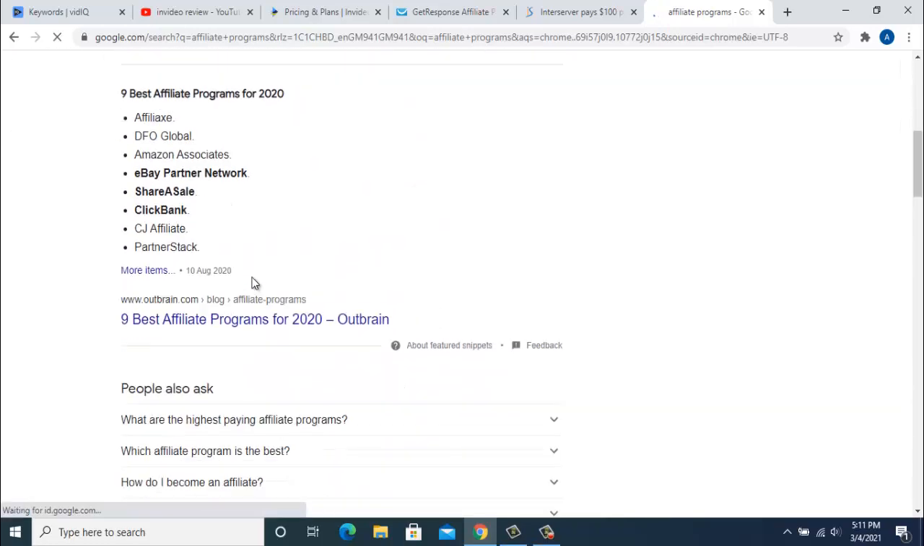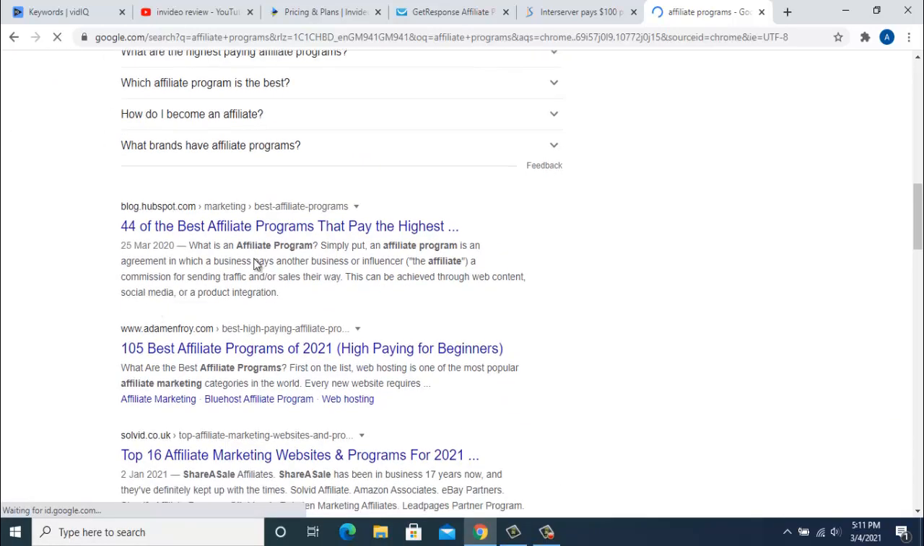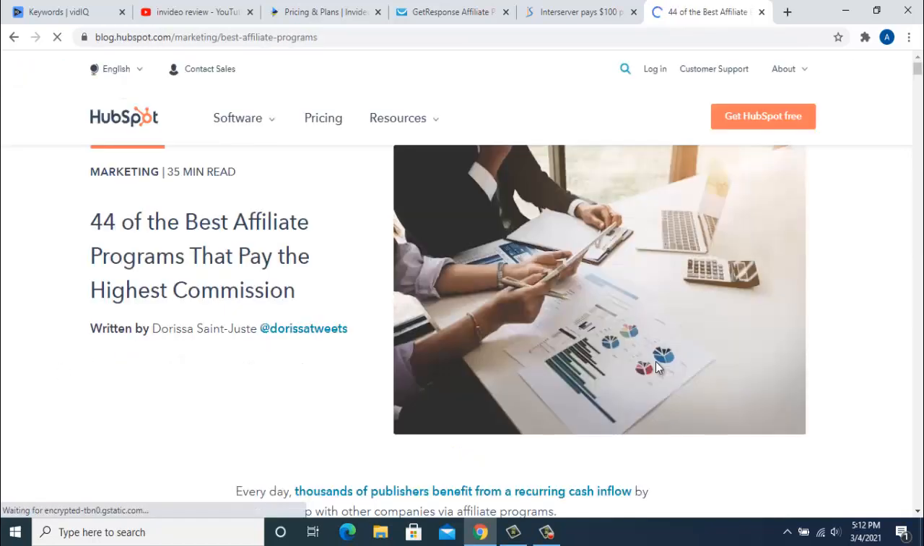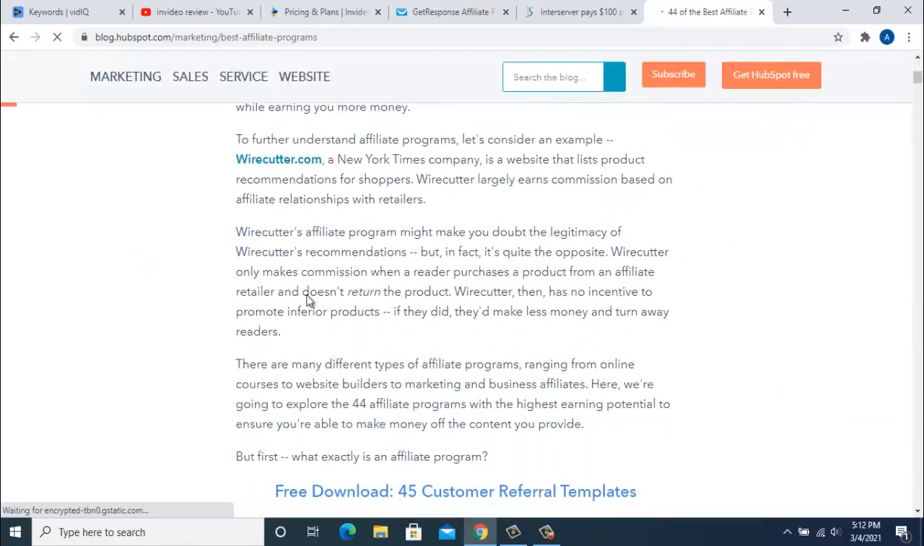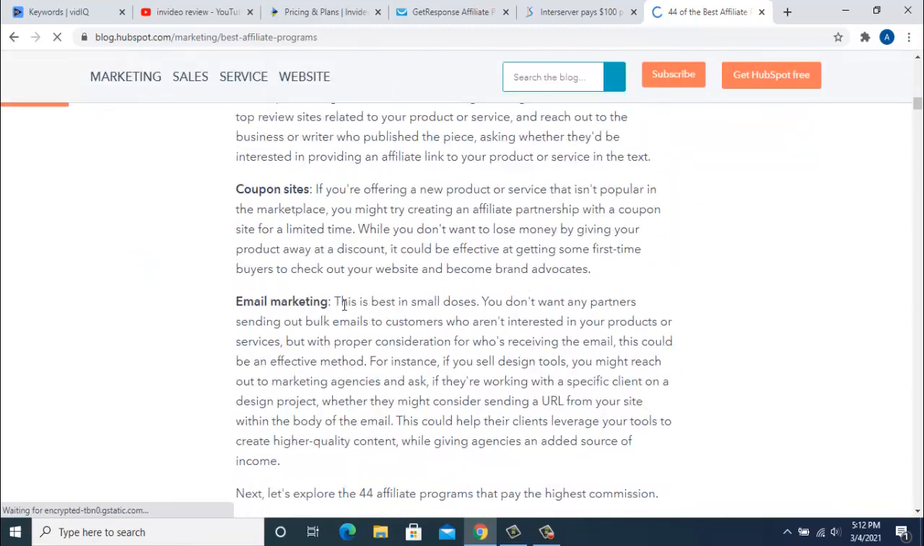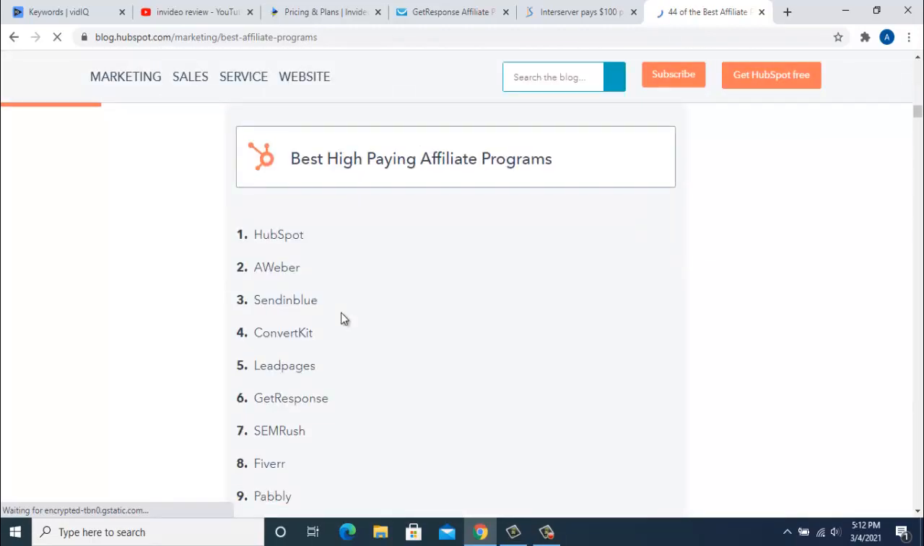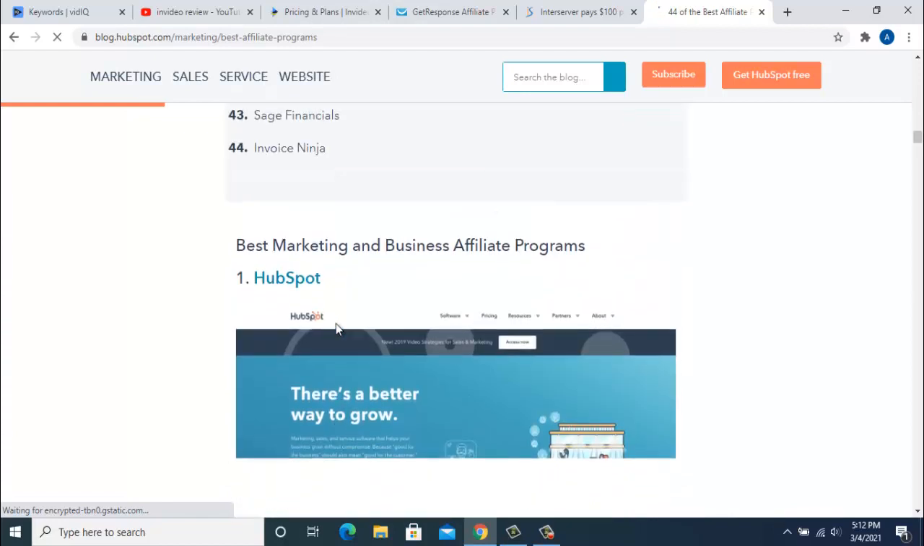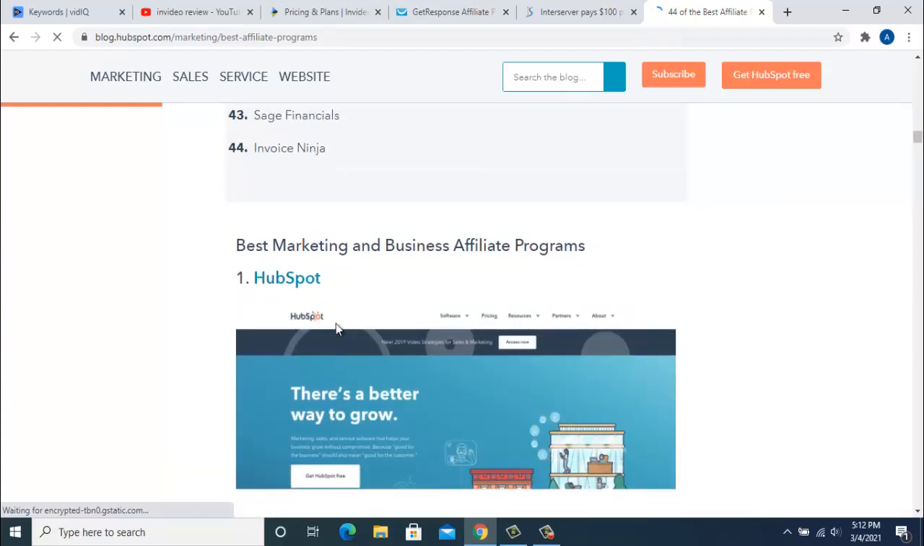So what we want to do is we want to just scroll down, we want to go with this one, or we go with this one, right? So what we want to do now is we want to go ahead and look for these affiliate programs. Okay, I will tell you what to look for in each affiliate program. So as you can see, Hubspot, Aweber, Sendinblue, many affiliate programs. Now what we want to specialize in is digital products that give you recurring passive income. Okay, so no physical products, no Amazon affiliate marketing.